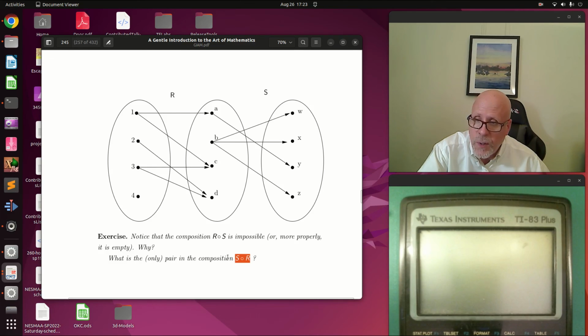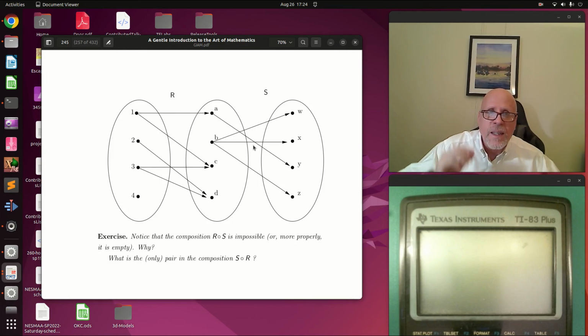The second part of the question asks you, what is the only pair in this composition? Now, there's a lot of pairs from the first to the second set, and a lot of arrows that go from the second to the third set. But there's only one place where we see an intermediate value, an intermediate result, and it's right there. It's that A, where 1 goes to A, and then A travels on to Y. So the one pair that's in this composition is (1, Y). I pointed at Z while I was saying Y. (1, Y). Okay, that is it for this lecture.